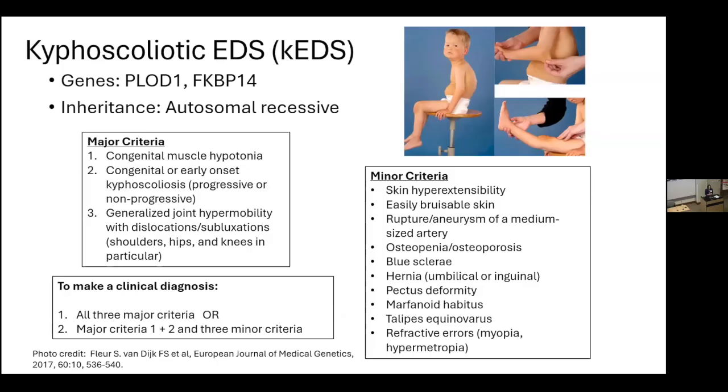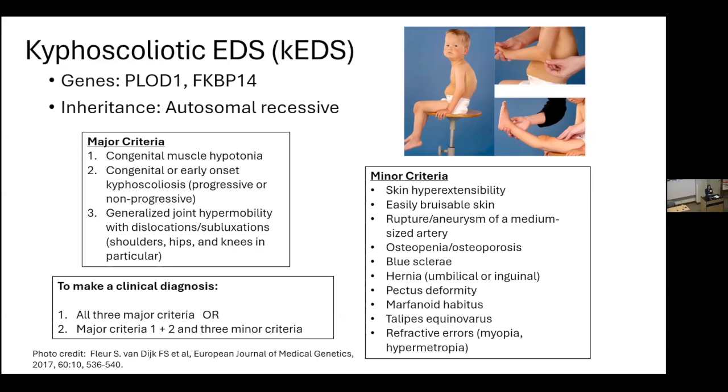Kyphoscoliotic EDS is caused by pathogenic variants in the PLOD1 gene and the FKBP14. The PLOD1 was the first one to be recognized. That's a gene that encodes the enzyme lysyl hydroxylase. And the lysyl hydroxylase plays a really important role in collagen metabolism.